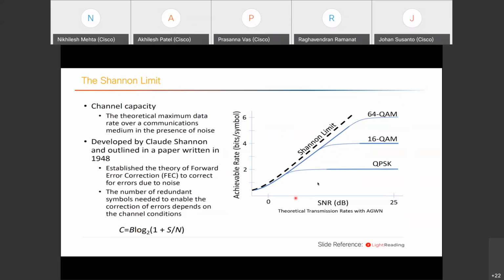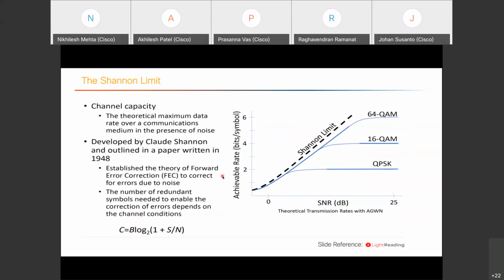So what this graph represents is that, keeping the same signal to noise ratio, you cannot keep increasing the bits per symbol. You need to have better overhead so that you can achieve a good BER value, that is bit error rate.